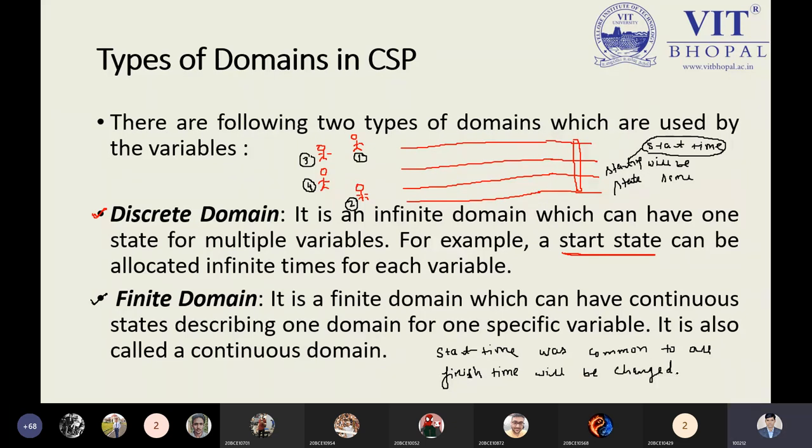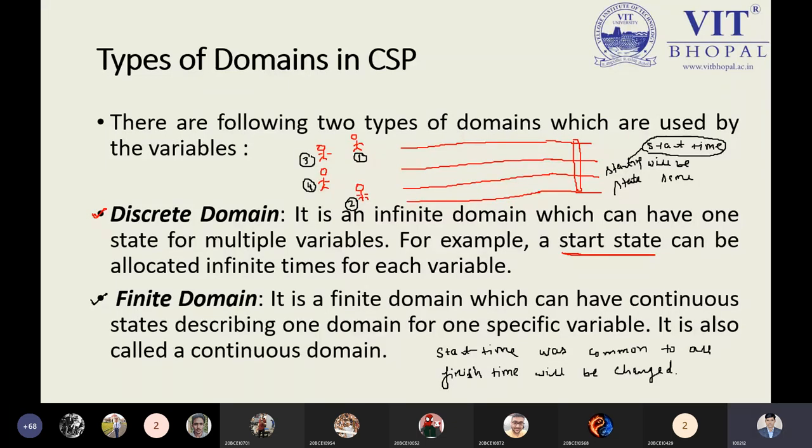So based on the performance or the speed of the runner, the finishing time may change. Each and every individual person may have a different time for completing the race or reaching the finishing line. That is known as our finite domain. So we can store the values of the variables in two ways, for the discrete domain or finite domain.